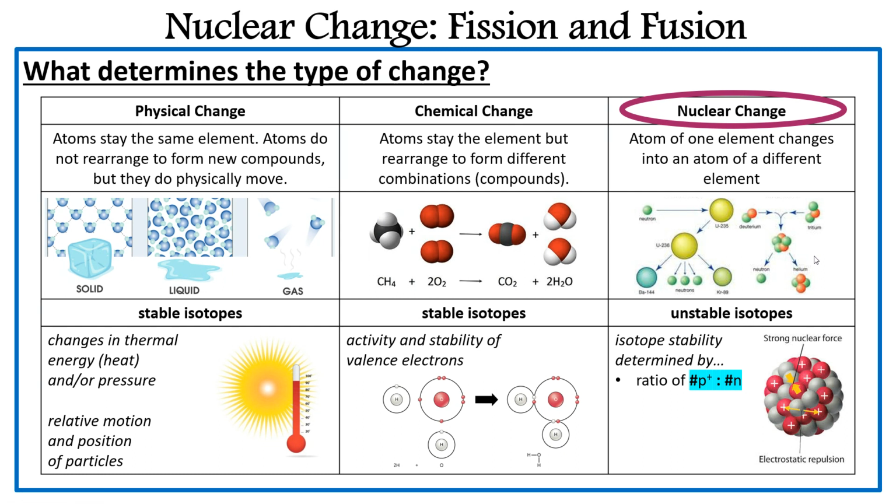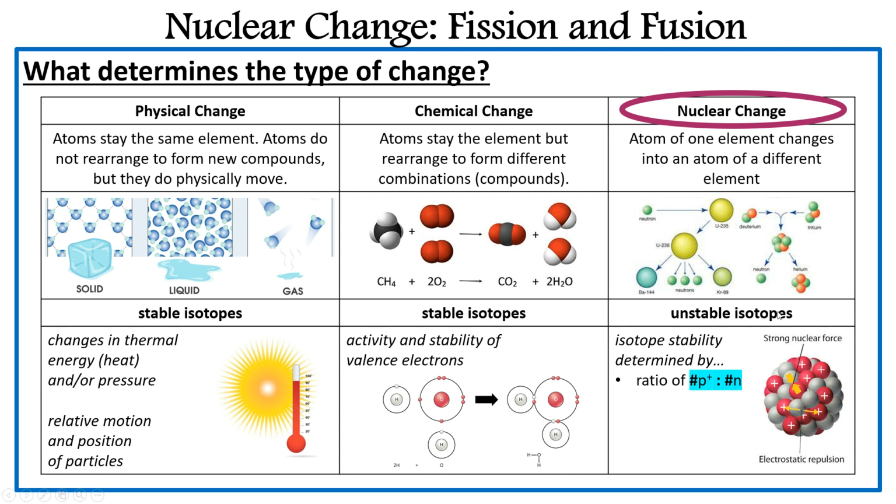That is kind of like the underlying mechanism of how a nuclear change can happen, which we'll go into more on the next slide. So this line here is just, again, to help your brain understand why we talk about isotopes with nuclear change and why we don't really talk about it with the other ones. Physical change and chemical change, isotopes are stable. Nuclear change, isotopes are unstable.